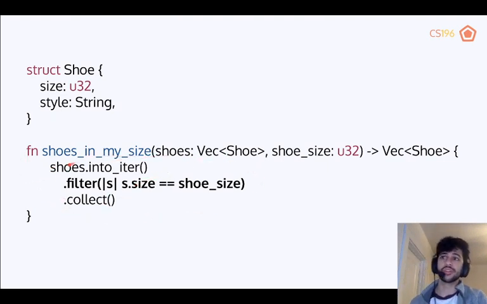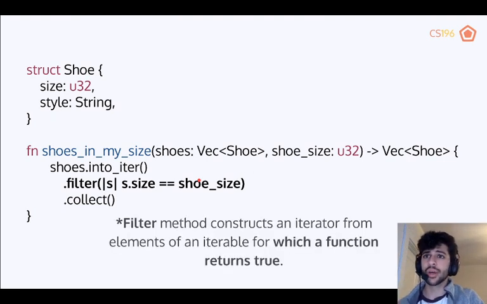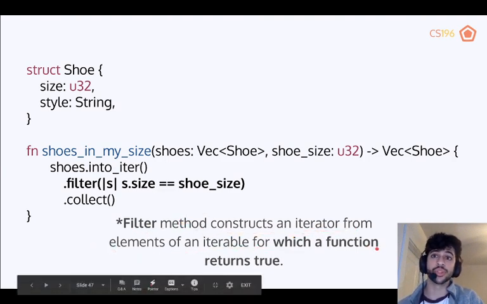We can convert the vector of shoes into an iterator and then apply the filter higher order function to it. And so the closure that we're passing to it is basically saying that for each shoe, if the size of the shoe that we're looking at is equal to the shoe size that we're looking for, then we can allow it to proceed forward. Essentially, it passes this criteria, and we allow it to be output into the new list. And so one thing that I want to note, this is something we said here: the filter method constructs an iterator from elements of an iterable for which a method returns true.